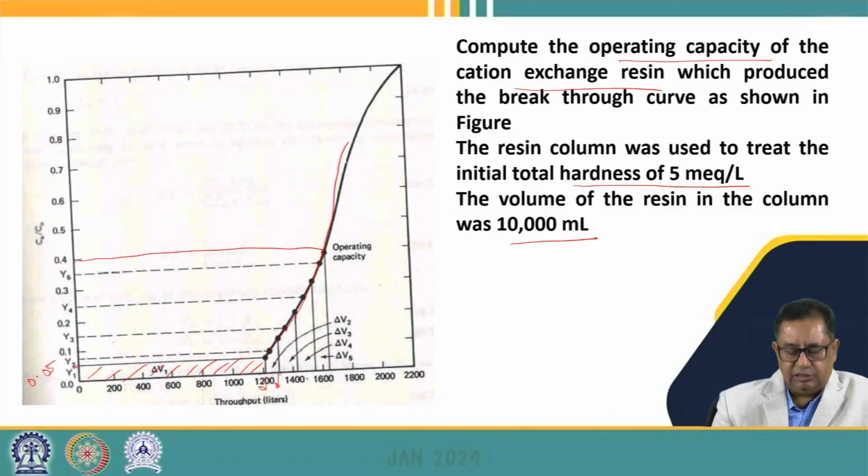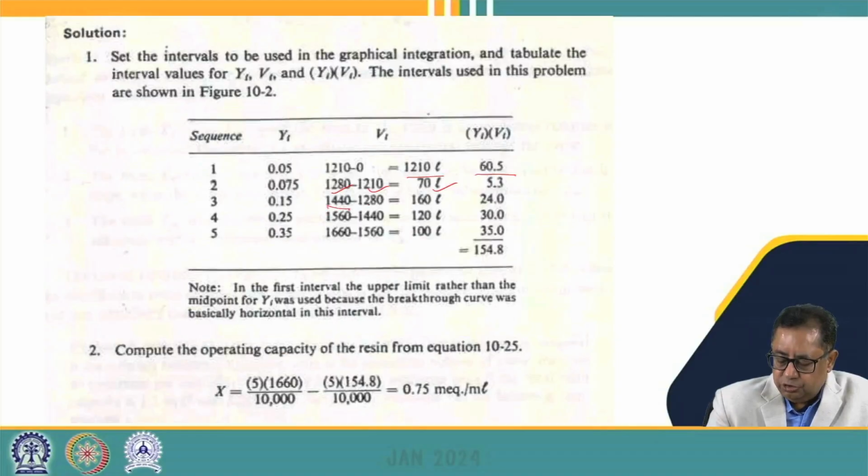Similarly, then we can take the next strip here. That is, the next strip represents from 0.1 to 0.2, right, and the average value is 0.15, and we multiply it by this volume, right? So this volume is around 1440 minus 1280. So this gives us 24.